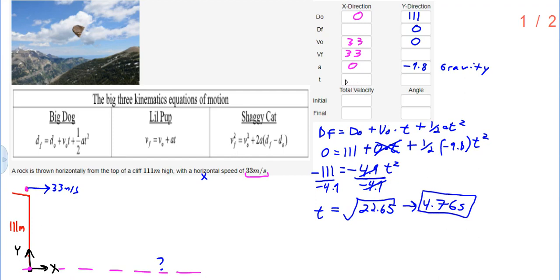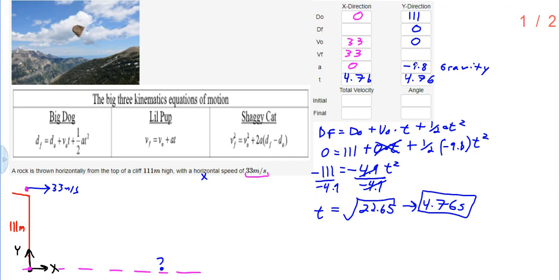Now that I know my time, I can go back up here and enter it into my table, 4.76, 4.76. And we know that it's the same time for the x and the y because we're asking for the total launch of that object. At this time, the object will have the exact same time in the air in the x direction as it would in the y direction. Now we can use that information to solve for our remaining variables.